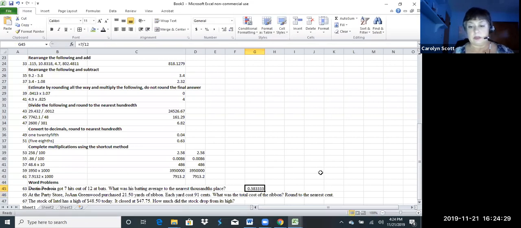We're going to the nearest thousandths, so we need 3 zeros in 1,000. So we need to take it to the thousandths place. So we know 3 will not affect the 3 to the left of it, and this 3 will not affect this 3, which is in the thousandths place. So again, we take it off. Put it on. 1, 2, 3, 4. His batting average is 0.583.